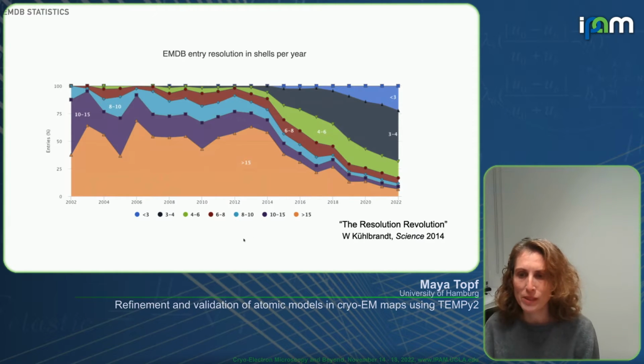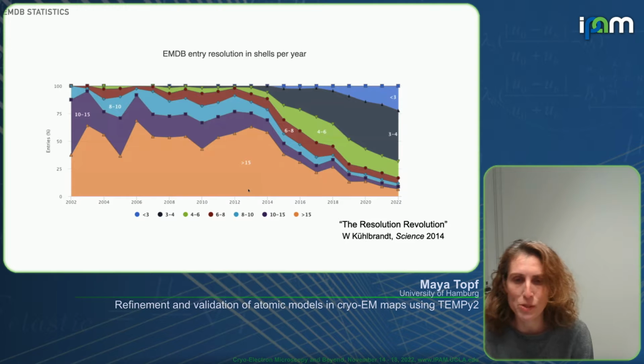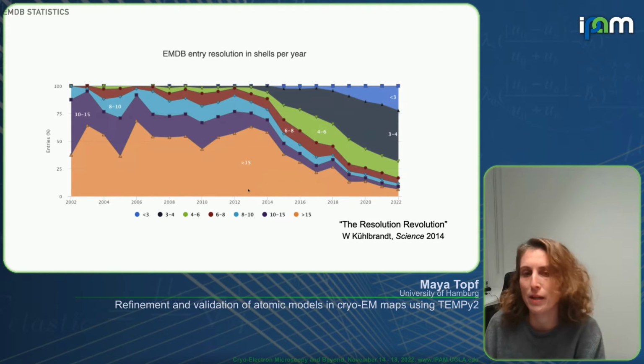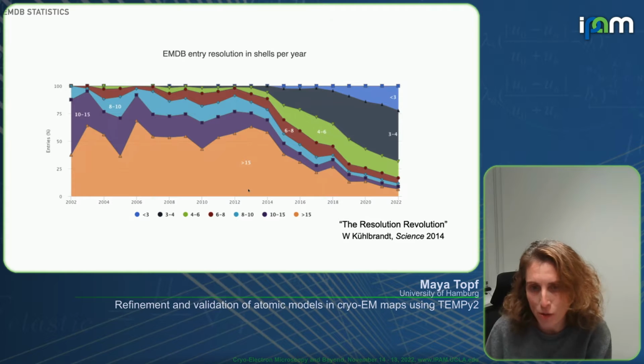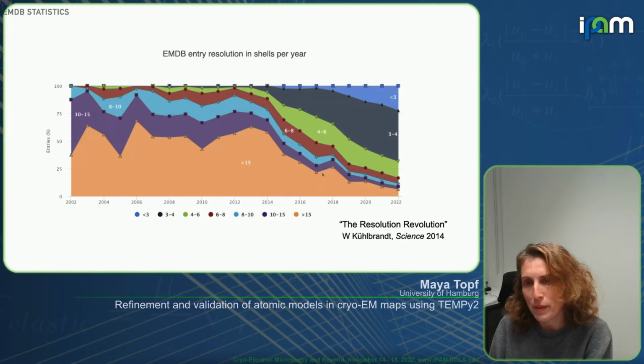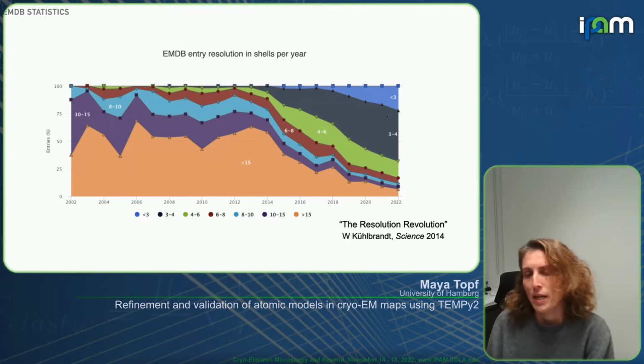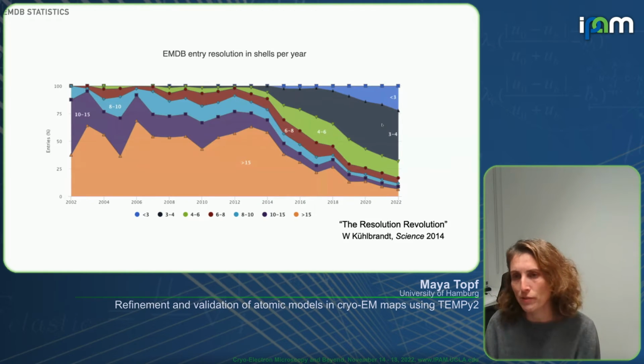And you also know that the so-called resolution revolution happened around 2013, 2014, when the direct electron detectors came, and also we had a lot of improvements in image processing software, and now we have more and more of that, of course, with machine learning. And of course, what happened was that we started having many more maps at resolutions that are better than 10 angstrom. And you can see the largest increase is actually in the range of resolution around 3 to 4 angstrom.